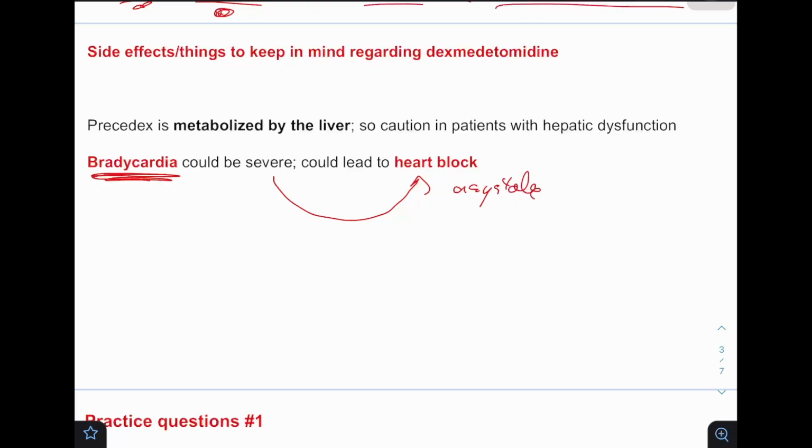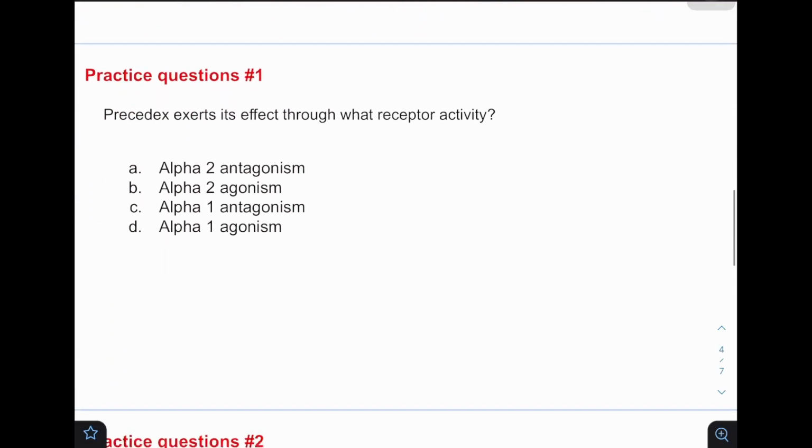And then the other thing you want to remember is metabolism. Precedex is metabolized by the liver. This means that patients with hepatic dysfunction will require less dosage of Precedex. If you give a standard dose of Precedex to a patient with hepatic dysfunction, that medication will linger for a longer time, and the sedative properties of Precedex will last for a longer time. So that's pretty much a lot of the questions that you'll see regarding Precedex.